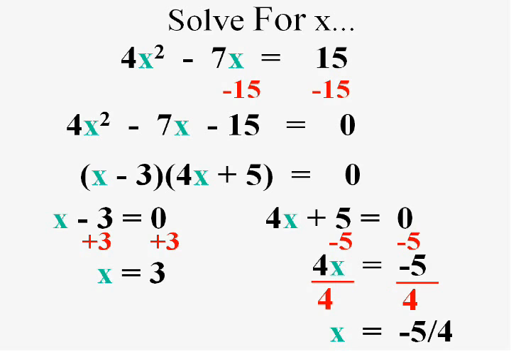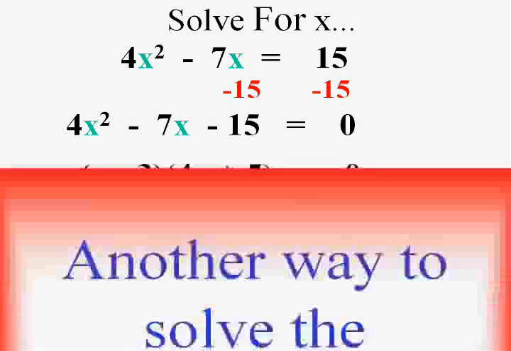Note that these all have two answers, don't they? This one has two answers. X is 3, and x is minus 5/4. And that was how we used the zero property to solve quadratic equations.